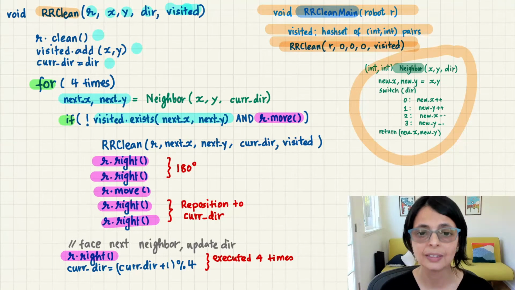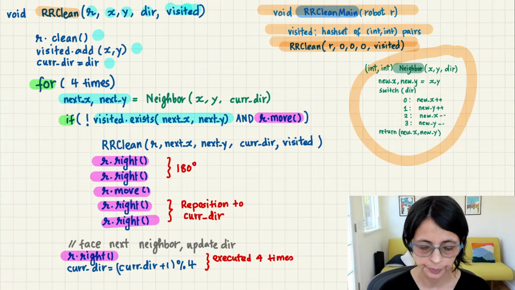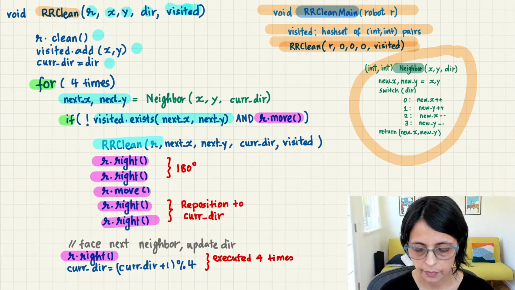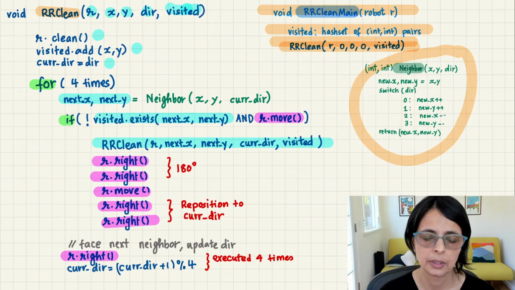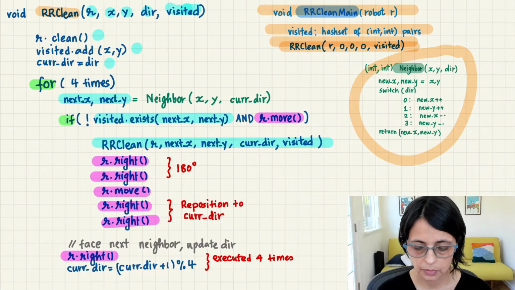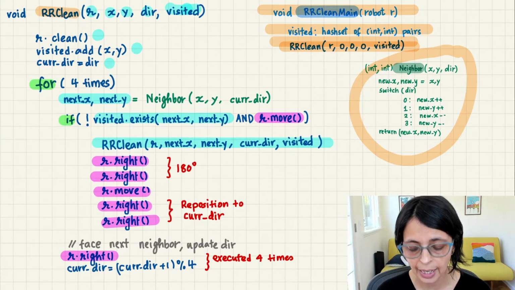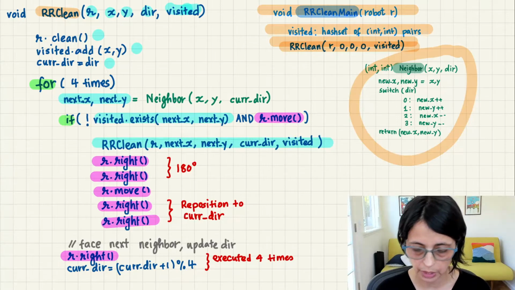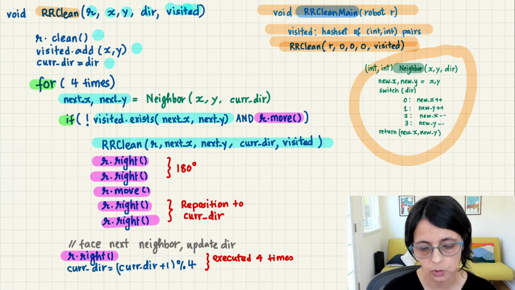When the move succeeds, you are already at that cell. So this is the big recursion, okay? Now you recurse on that cell. So as you can see, you have given it the neighbor you're facing, next X and next Y, and you've given it the direction it's currently facing. The move is not going to change its direction. And you're giving it the visited data set that now includes XY, because we did that above here.